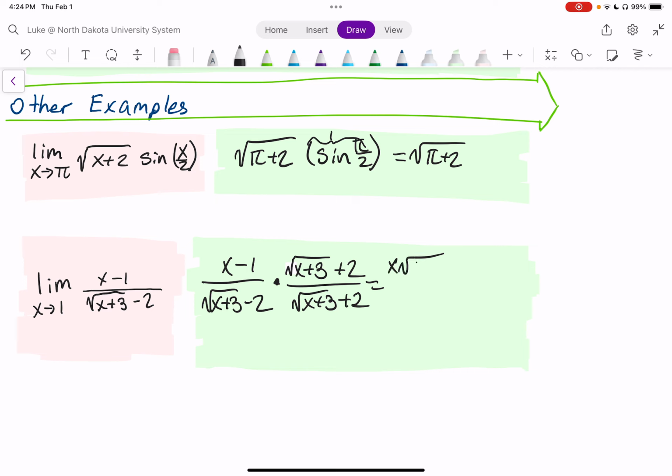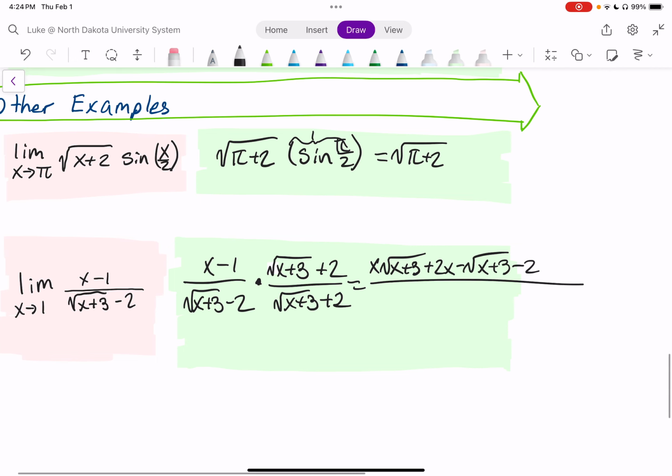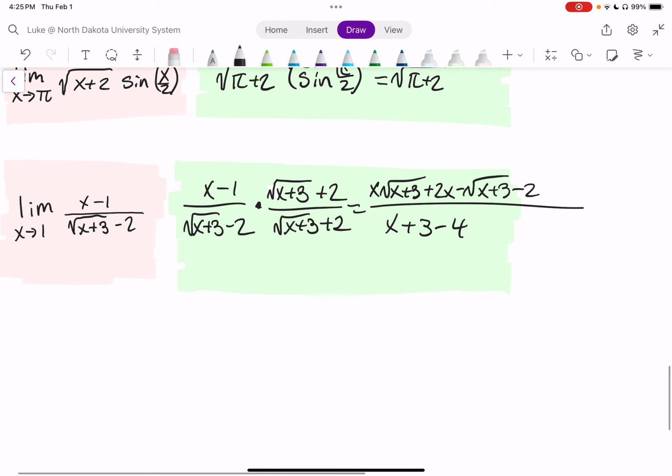x times the square root of x plus 3 plus 2x minus the square root of x plus 3 minus 2, over x plus 3 minus 4. I just skipped the middle because by design, conjugates are going to cancel out that radical. Okay, so if you look at this, you're going to notice that we can't just sub in 1 here. That's going to lead to a 0 denominator. So we can factor though.